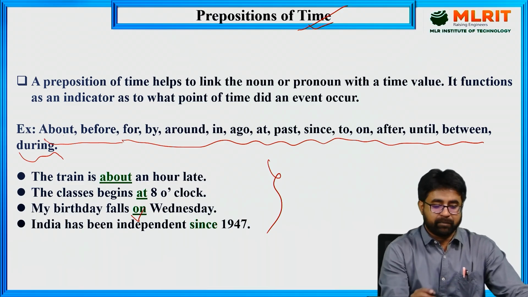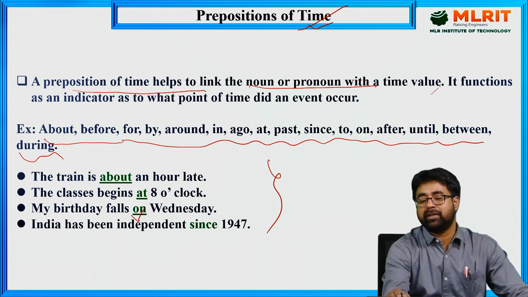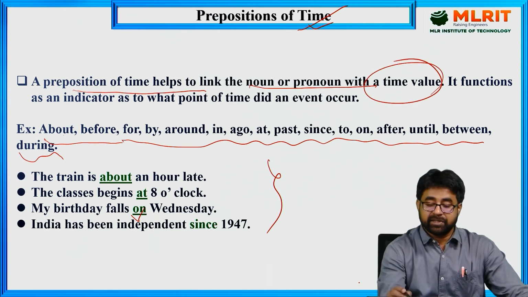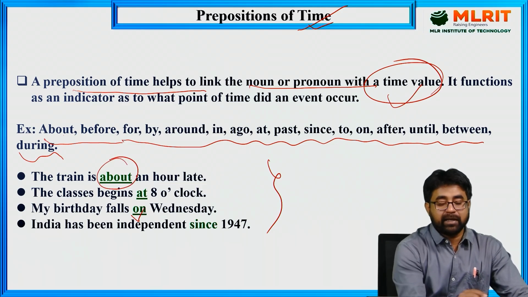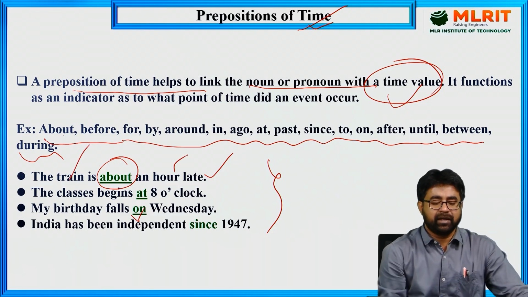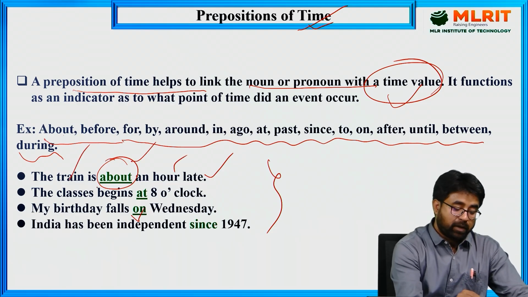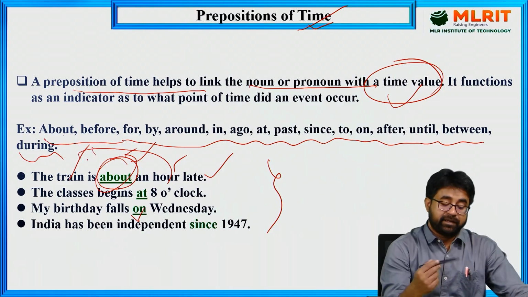Now see the example. First, the definition. A preposition of time helps to link the noun or pronoun with a time value. So the relationship would be in terms of time. Now see the example. The train is about an hour late. You can see how the train and hour are related. This about is establishing the relationship between them, and the relationship is in terms of time.